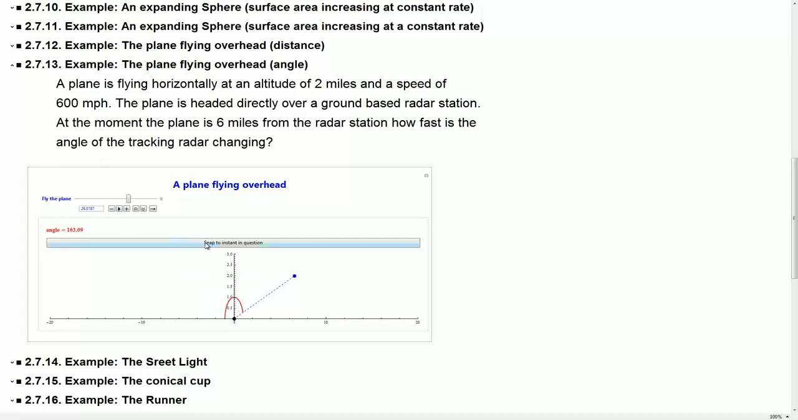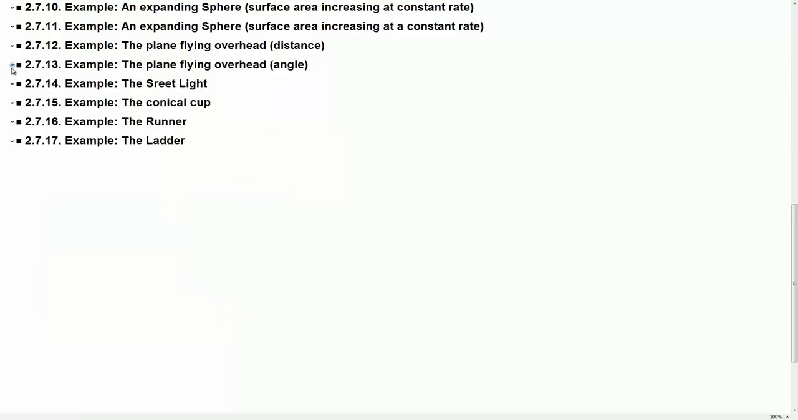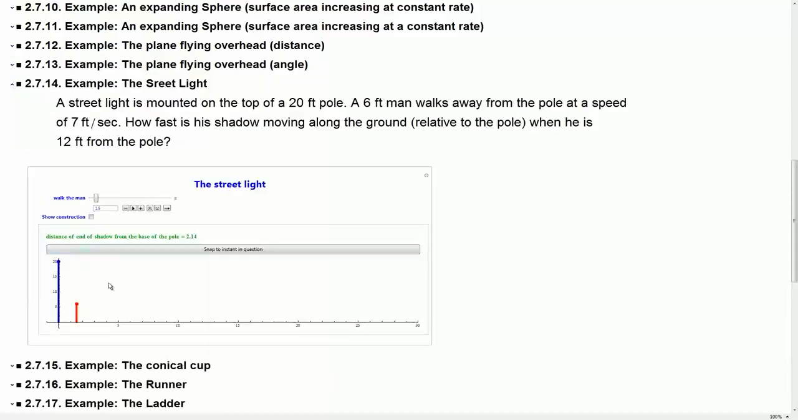Let's look at the instant in time right there. Again, we want to know that instant in time when the plane was 6 miles from the radar station. How fast was the radar turning here, or the person's head, however you want to say it. But it's the instantaneous rate of change of the angle, as opposed to the previous problem where we wanted to know the instantaneous rate of change of the line between the two. That'll be fun.